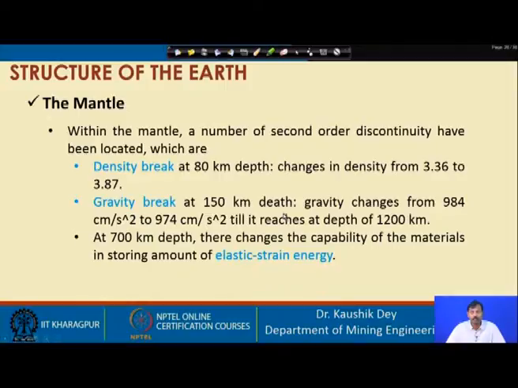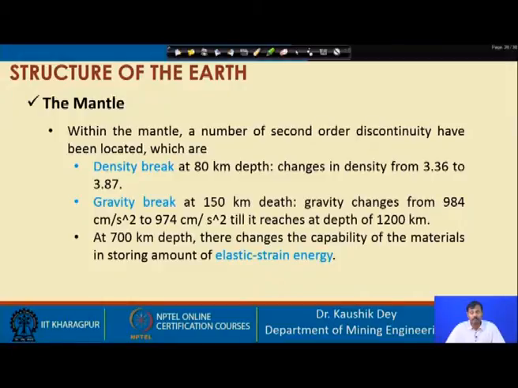Within the mantle a number of second order discontinuities are also there, and often stresses build up along these discontinuities, and with the breakage of those the energies are released. Density break at 80 kilometer depth changes the density from 3.3 to 3.87. So, where the earth crust's normal density varies around 2 to 2.4, in the mantle the density reaches up to 3.3 to 3.8.